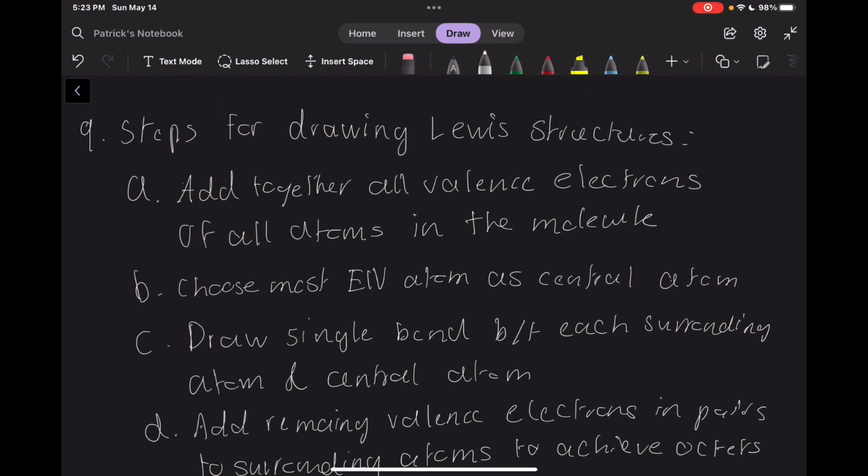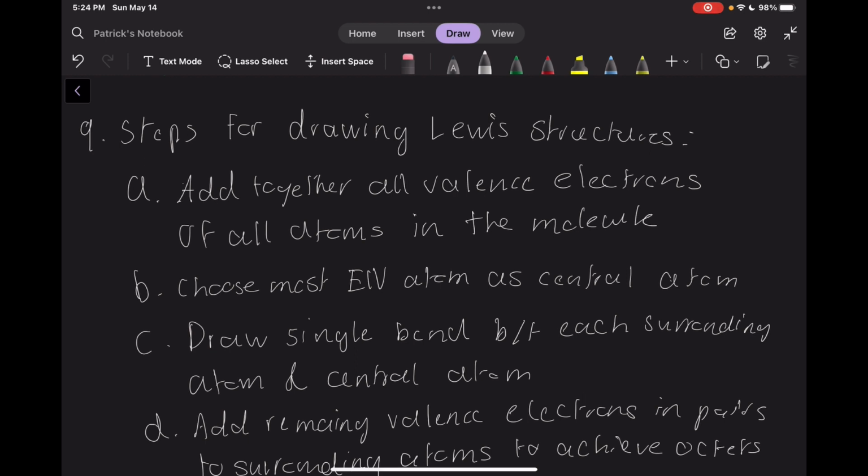Lewis structures frequently come up on exams, and a common test question is to ask the student to draw a Lewis structure for an atom or molecule. So here is a quick procedure for drawing Lewis structures. The first step is to add together all the valence electrons of all the atoms involved. This will give us our existing valence electron number.